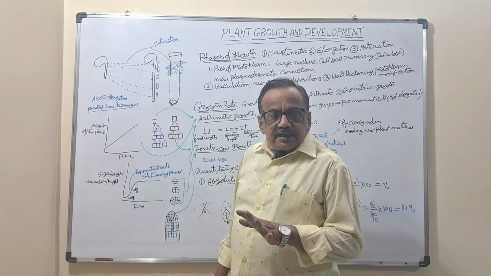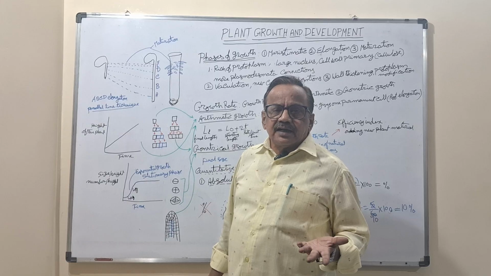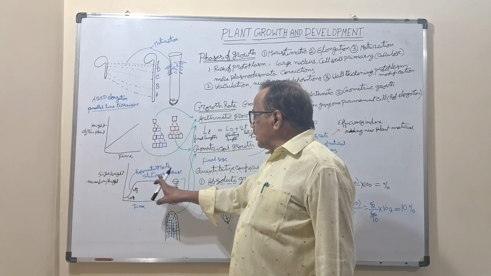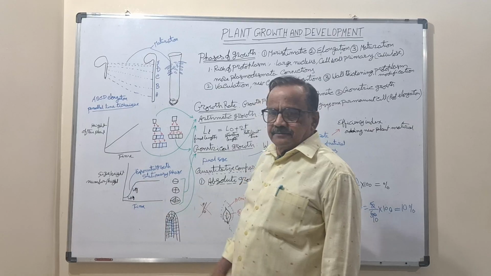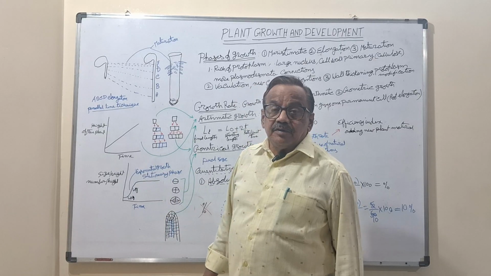Naturally, in nature, it is not possible. After some extent, the required nutrients and other things are not available. So the growth stabilizes. That is called the stationary phase. But exponential growth can be maintained.